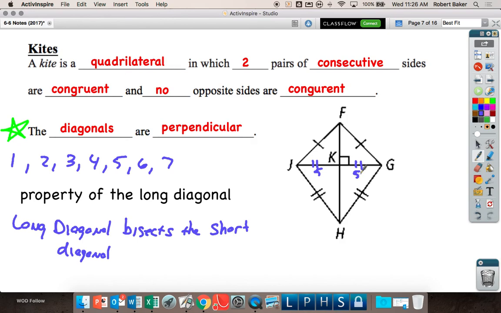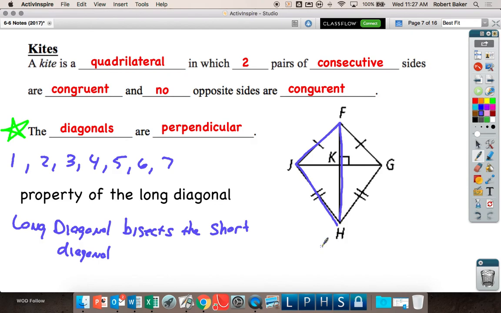What else can we say? Yeah, that's the reflexive property, right? Can we say anything about these two triangles? Those two triangles are congruent triangles by the side-side-side shortcut. This side is congruent to this side, this side is congruent to this side, and you have the reflexive side in the middle, which unlocks another mystery of kites.